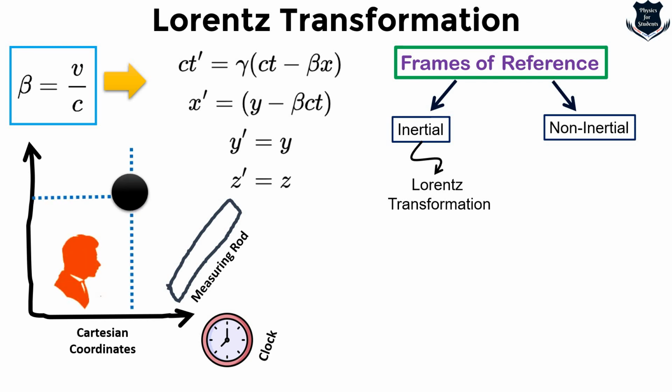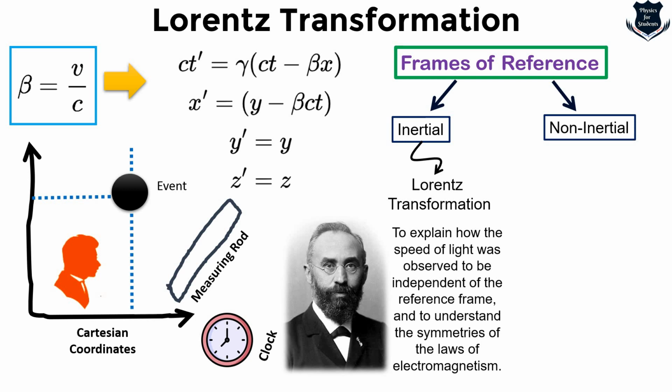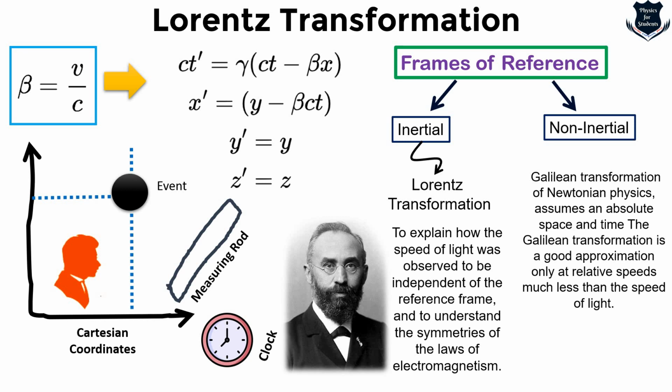An event is something that happens at a point in space at an instant of time, or we can say formally, a point in spacetime. So the transformations connect the space and time coordinates of an event, as measured by an observer in each frame. The Lorentz transformation explains how the speed of light is observed to be independent of the frame of reference, and the Galilean transformation is something of Newtonian physics and assumes absolute space and time. Obviously this is quite a remarkable difference.